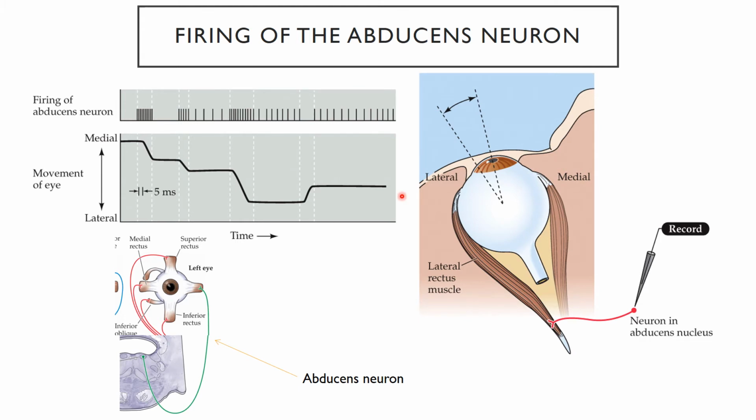So the firing of the abducens neuron, it's intuitive, but it actually has different states that it needs to maintain. Whether it is moving laterally, it's got to fire a lot. If it's moving medially, it has to quiet up completely. And if it's maintaining a position at the lateral side of the head, it has to have a spontaneous firing rate in order to maintain that position.